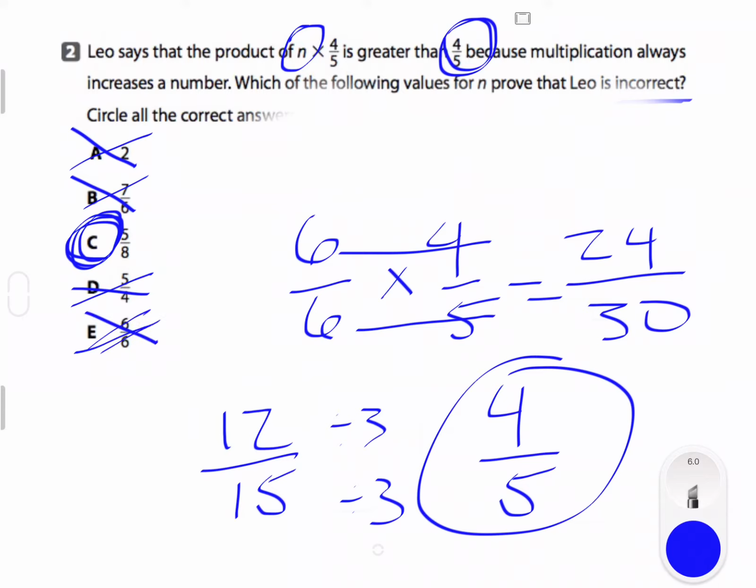We were asked to circle all of the correct answers, and we only circle one of them, 5/8. It's important for you to notice that 5/8 is the only one of these options that is a fraction that is less than 1. So if you multiply a given number times a fraction less than 1, your product will actually decrease. And that's what they're asking you to see when you look at this for question number 2.